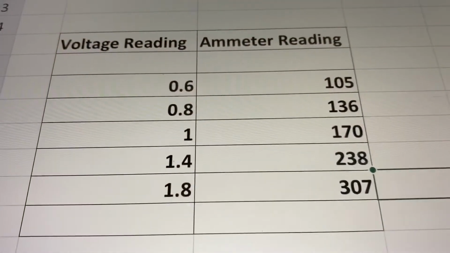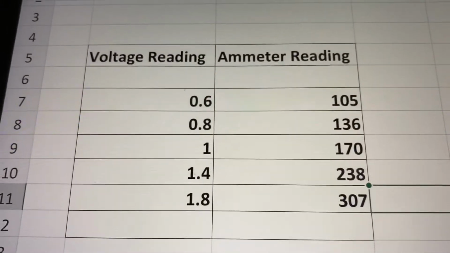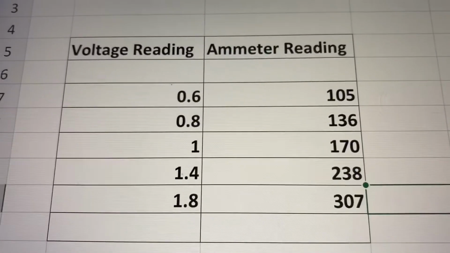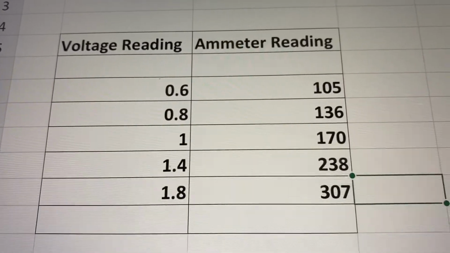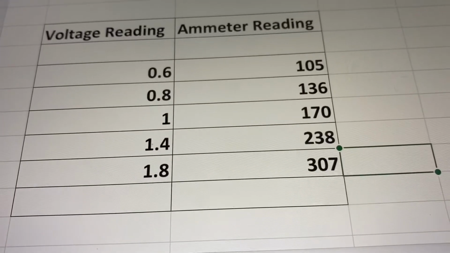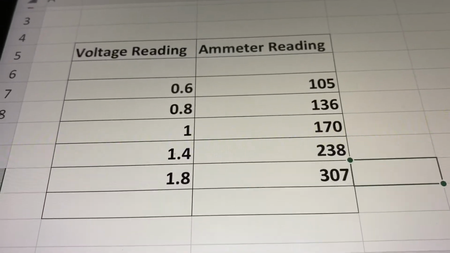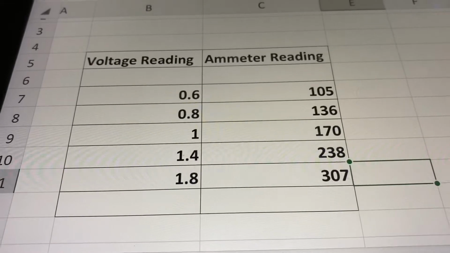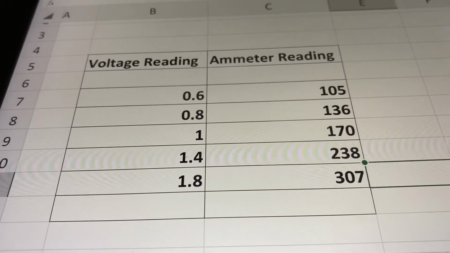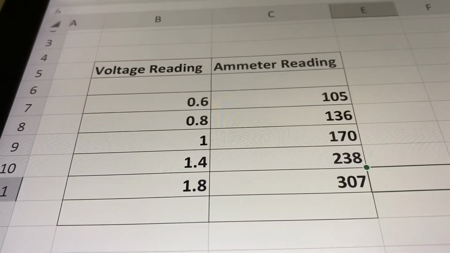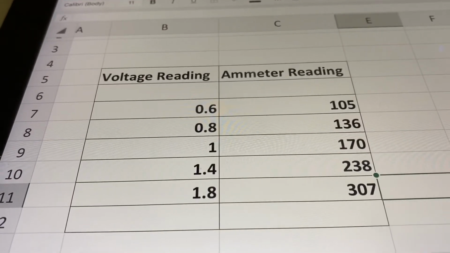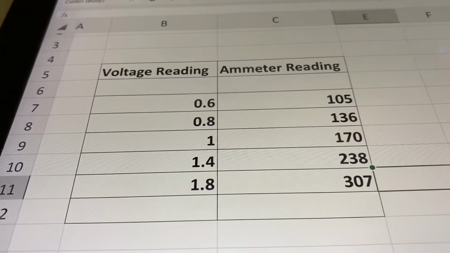Here are the 5 readings that I have noted. The first was 0.6 and 105. The second was 0.8 and 136. Similarly the third, fourth and fifth ones, the fifth being 1.8, which has a 307 ammeter reading. So as per our aim, we are going to make a graph between potential difference and the current. So I'll be showing you the graph that comes between potential difference versus current.